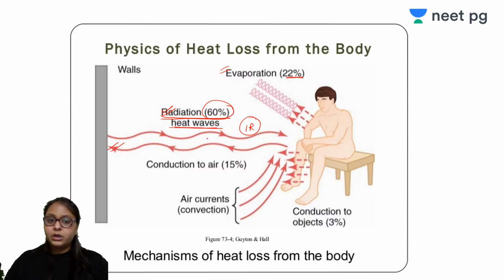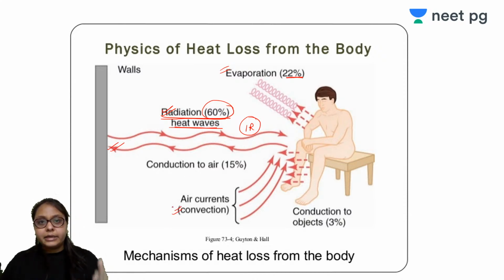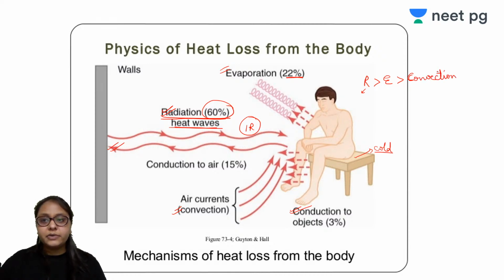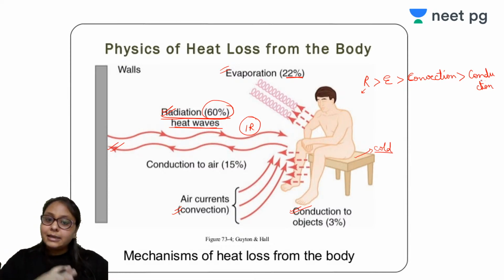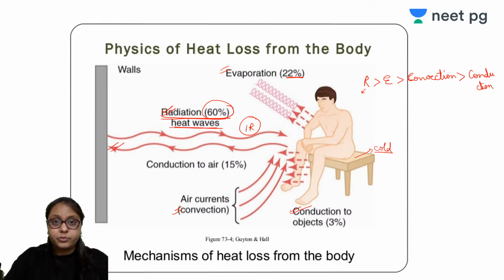So radiation, then evaporation. What is convection? Convection: the air currents around the body, if they are cold, that will also cause heat loss. So that is through convection. Conduction: what is the body in contact with? Directly in contact with, like the OT table. If it is cold, the loss of heat is because of conduction. So what causes the most loss? Radiation. And what is it? Infrared rays. Then evaporation, convection, that is through the air currents which are surrounding the area, and then conduction, that is the body with what it is in direct contact. So these are the mechanisms of heat loss from the body.